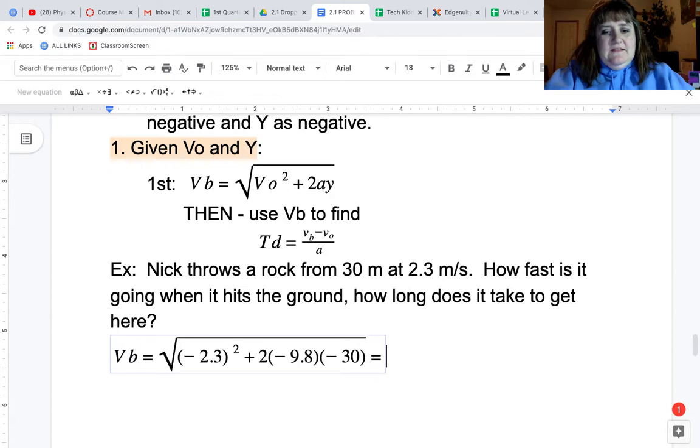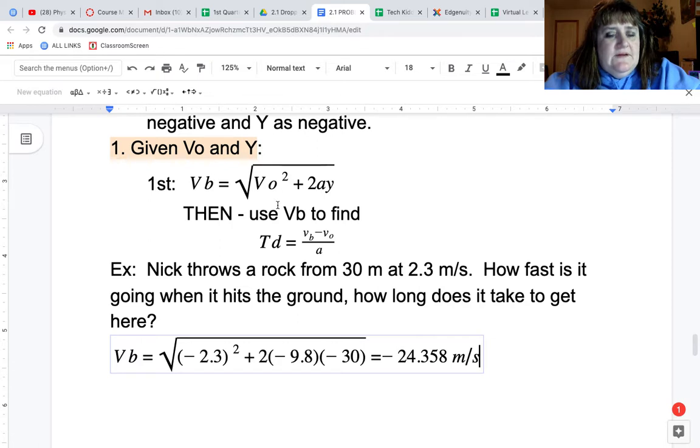And I get this to be equal to 24, which would be negative, right? Because we're going down. 24.358 meters per second. Okay. Then you're going to use that answer to find time down.